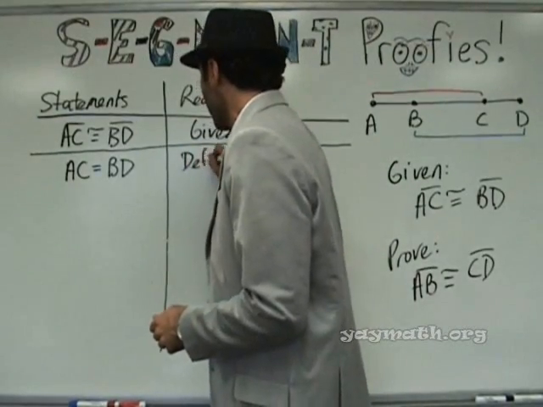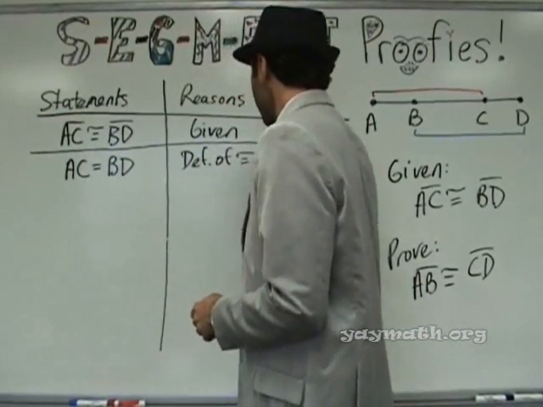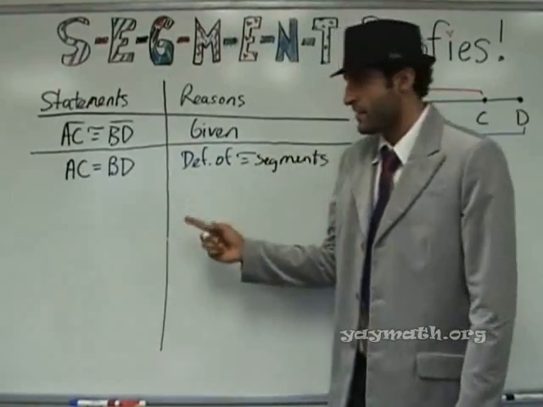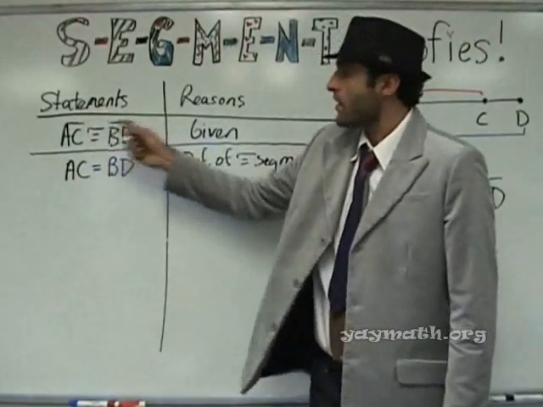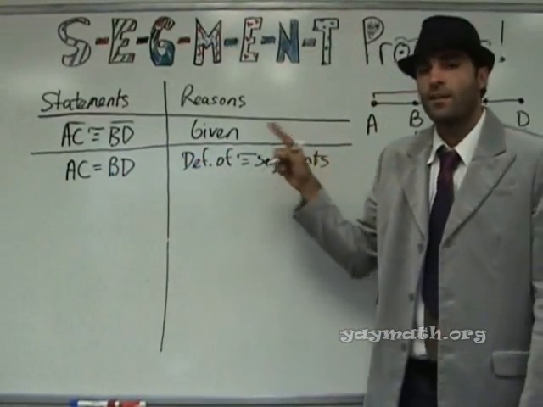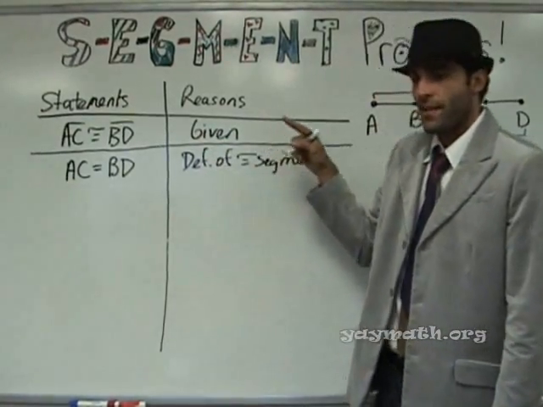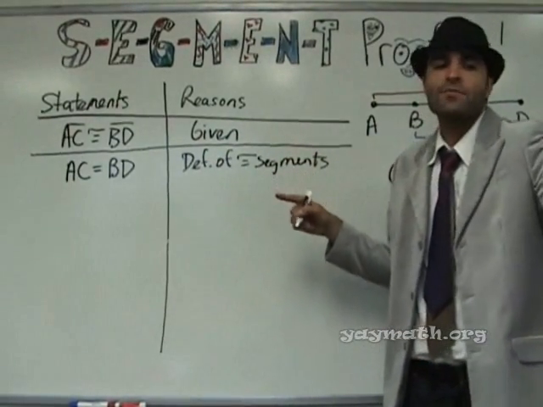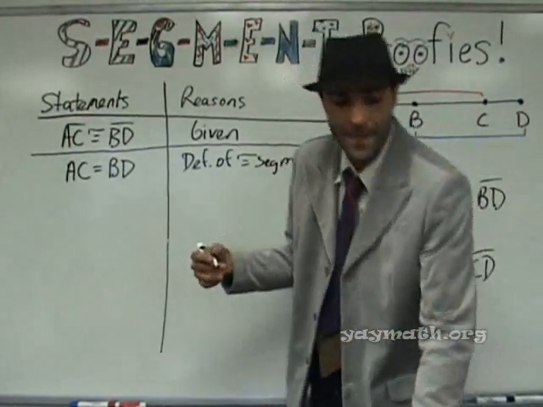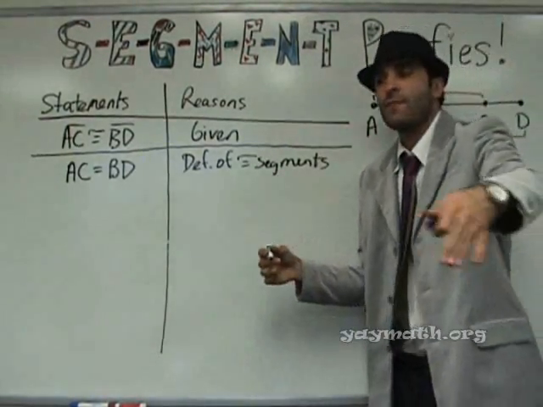Definition of congruent segments. Okay, the reason we're doing this is, yes, segments are congruent, but their measurements are equal. We've gone over that, right? Any questions about that idea? If I said this table equals that table, that doesn't really make sense. But the measurement of this table equals the measurement of that table.